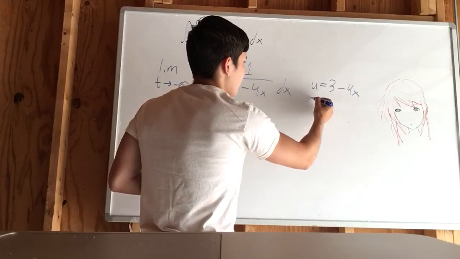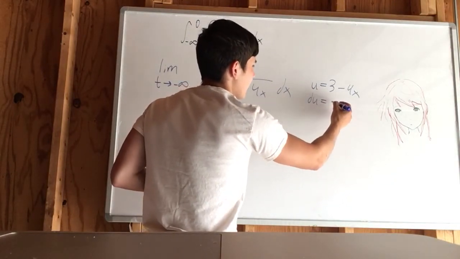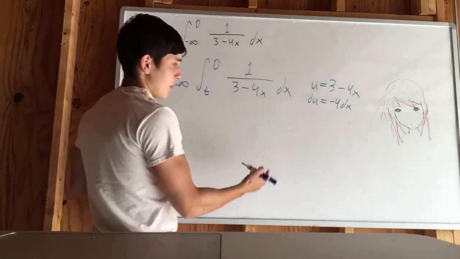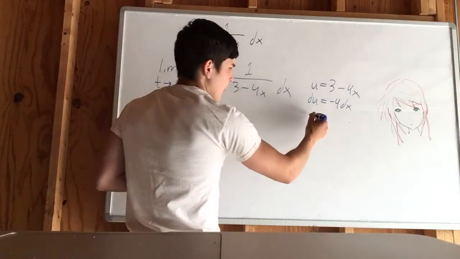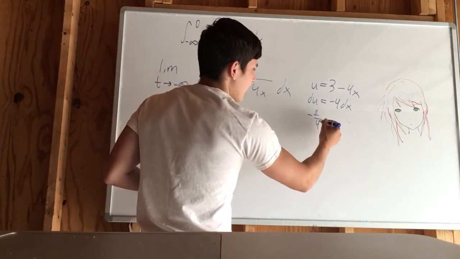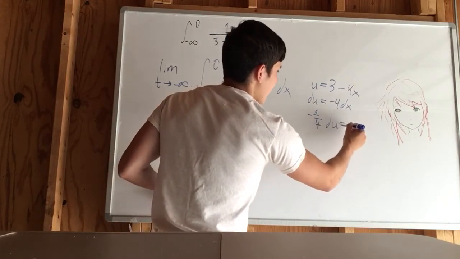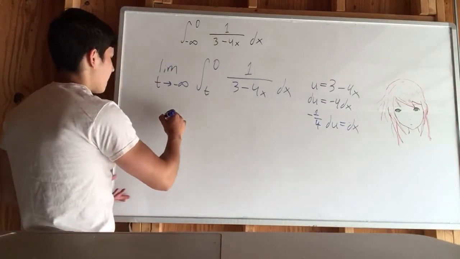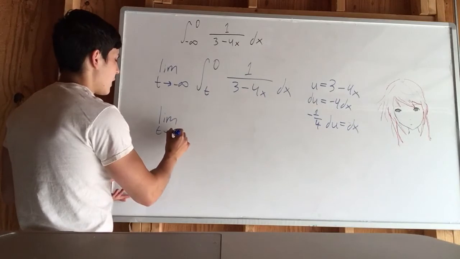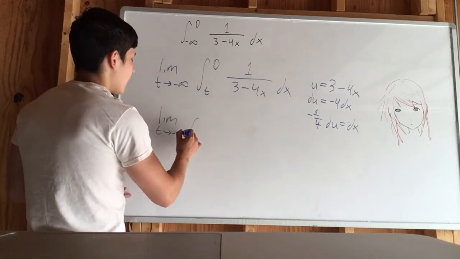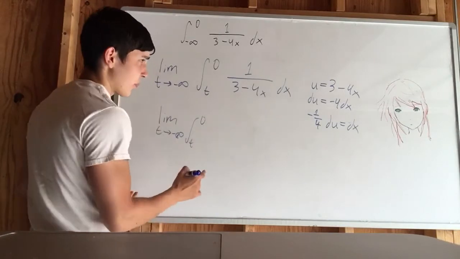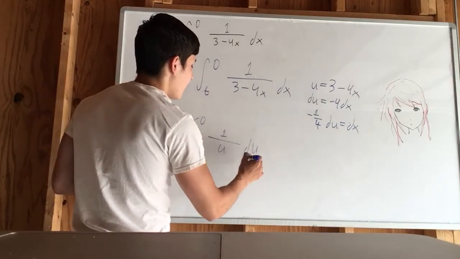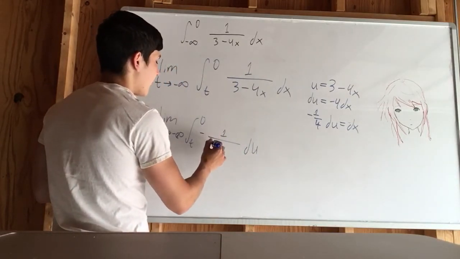The derivative of this, du, equals negative 4 dx. Since we're going to substitute dx, we solve for dx. Negative 1/4 du equals dx. So now we can make this substitution. We have the limit as t approaches negative infinity from t to 0. We make this substitution, we have 1 over u du, and this is multiplied by negative 1/4.